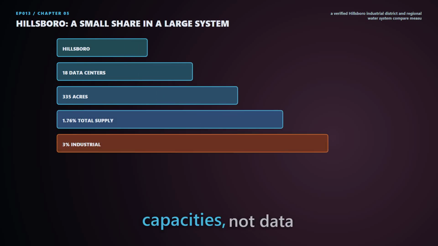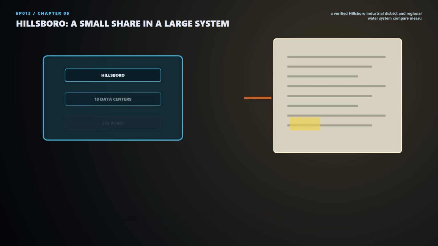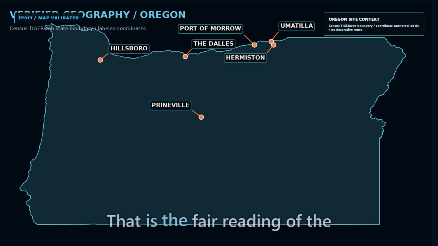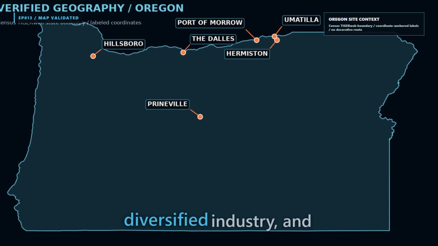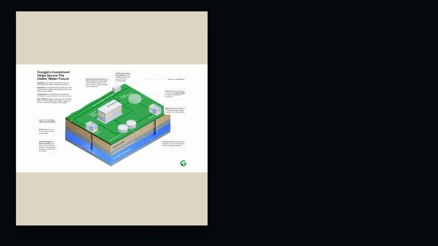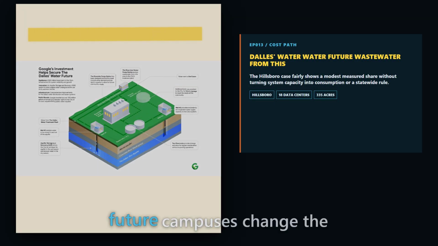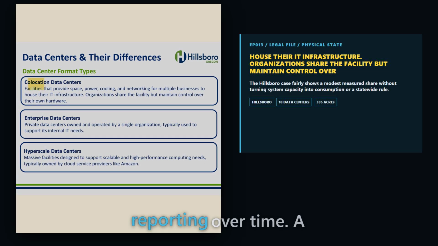Those are planning capacities, not data center consumption. The city explicitly said the project was not built only for data centers. It supports a growing community and a broad customer base. That is the fair reading of the Hillsboro case. The city can point to measured shares, diversified industry, and planned supply. Critics can still ask about peak demand, conservation, wastewater, and how future campuses change the denominator. Both questions require the same thing: comparable reporting over time.